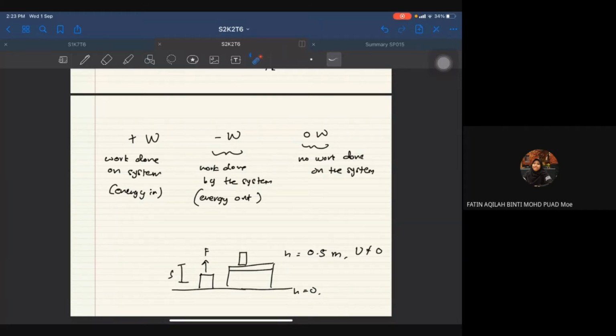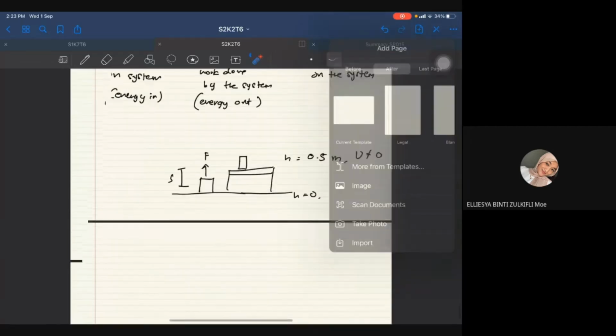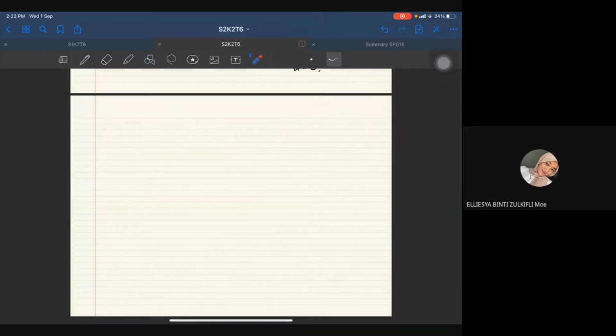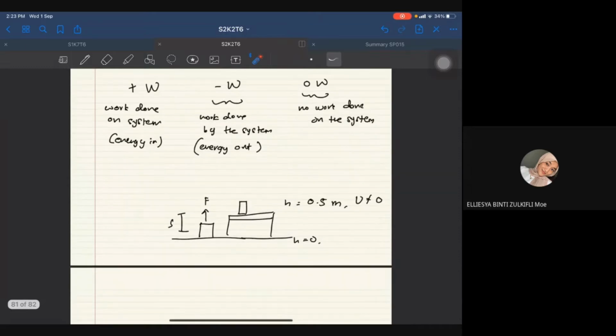Do you guys get the idea or tak? Macam at least sikit-sikit lah, sama-sama. Boleh dapat tak idea dia? Boleh, sir. Okay, good. So okay, sama-sama sebab memang tak buat tutorial lagi, and then maybe this is the first time kamu dengar.